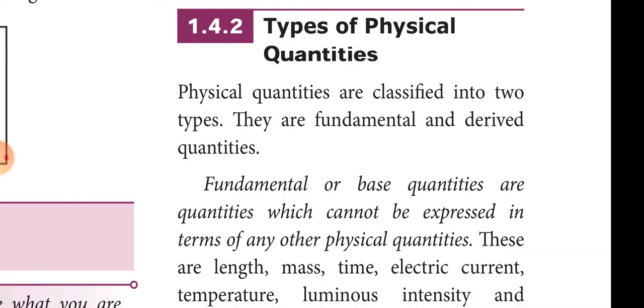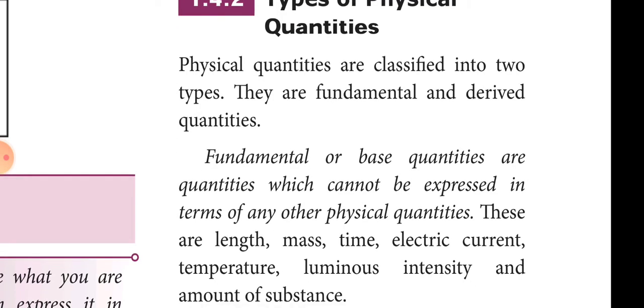Types of physical quantities. These are the important ones. Physical quantities are classified into two types, as we know from the previous class of 10th standard, and we have also studied in earlier 7th, 8th and 9th. So, there are two kinds of quantities: one is fundamental or base quantities, and the second is derived quantities.